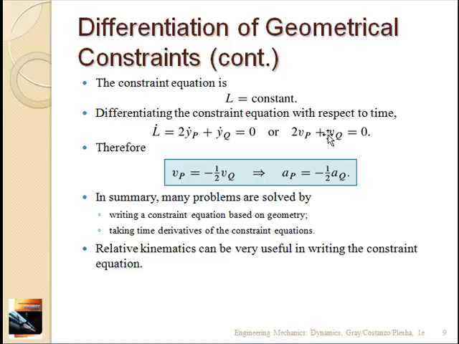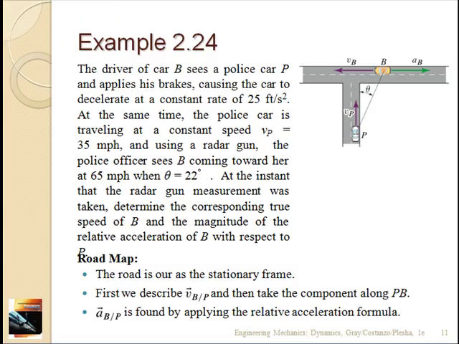We don't have to integrate. We're just doing velocities at this point, not positions. So the velocity of P is minus 1/2 the velocity of Q. If we take the time derivative of this, the acceleration of P is minus 1/2 the acceleration of Q. Okay, so by writing this constraint and then differentiating, or solving actually, we were able to find these relative velocities and accelerations.